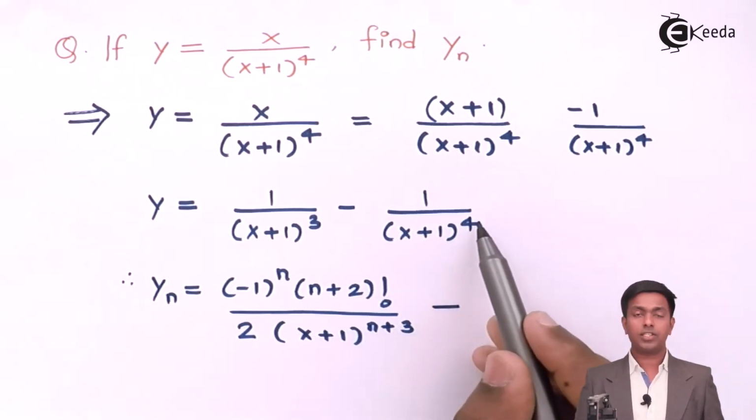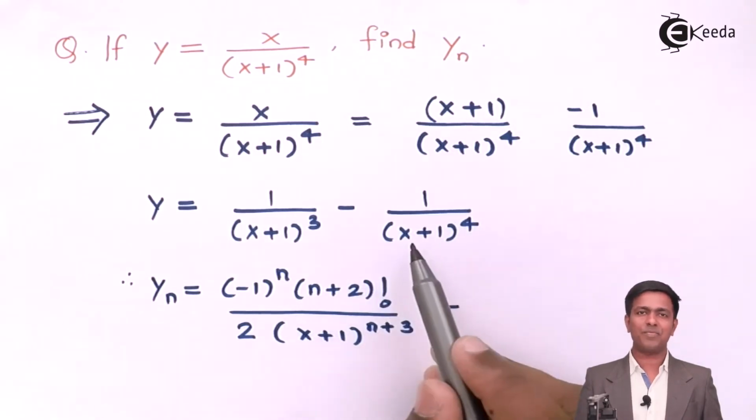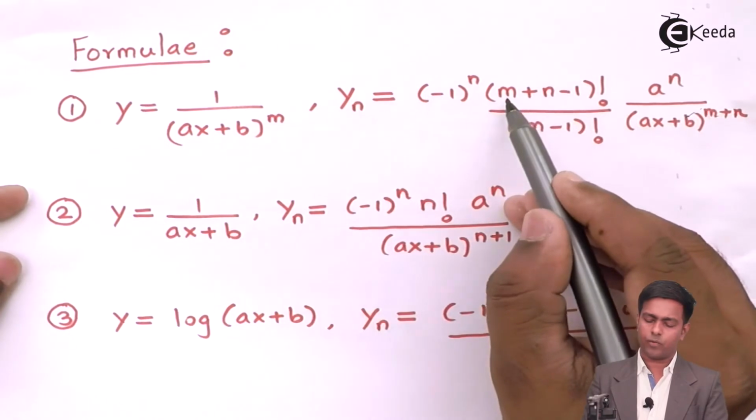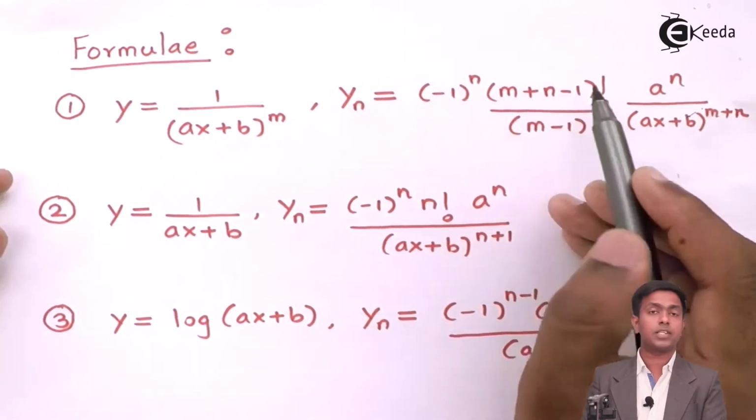So the value of m is 4, and a and b are both the same, which is 1 and 1. So let's apply this formula once again. Here we'll get 4 minus 1, that is 3. So n plus 3 factorial.